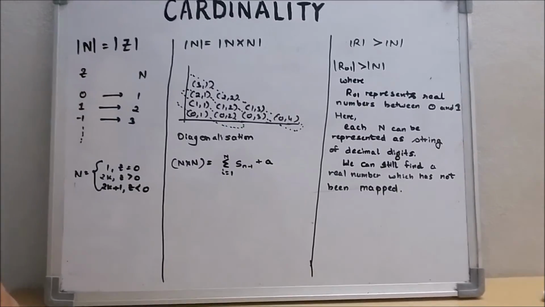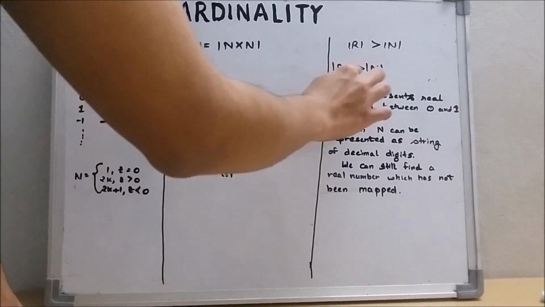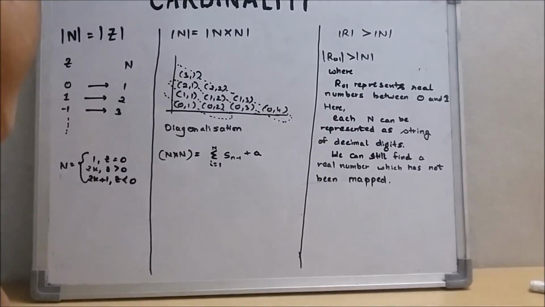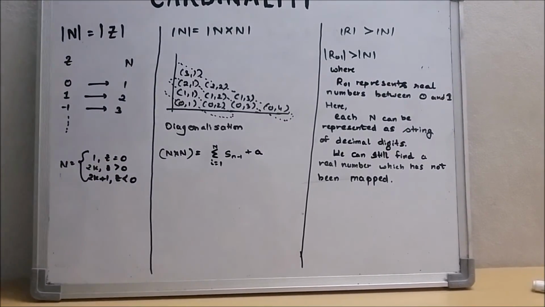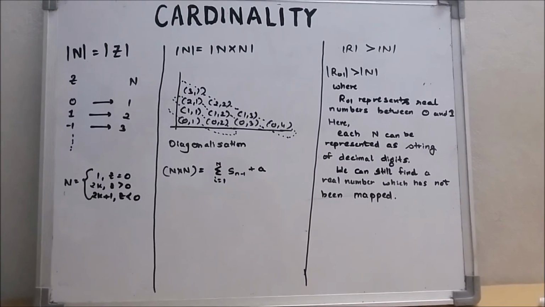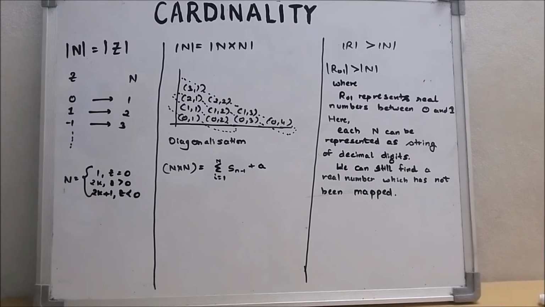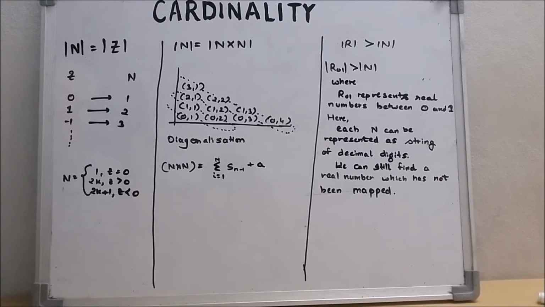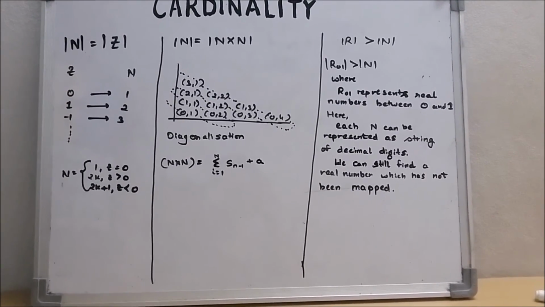But for R and N, where R is the set of real numbers, we can also show that R01 is greater than the set of natural numbers, where R01 represents numbers between 0 and 1. Here each n can be represented as a string of decimal digits which are real. So, we can still find a real number which has not been mapped to any of the natural numbers. Here we have failed to obtain a one-to-one mapping. Thus, the cardinality of R is greater than the cardinality of N.